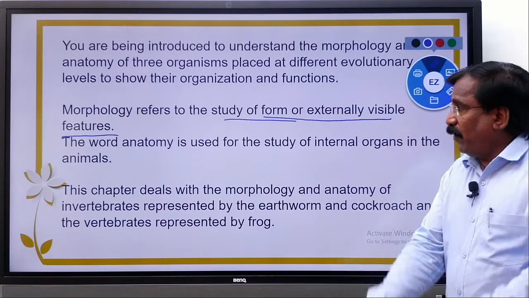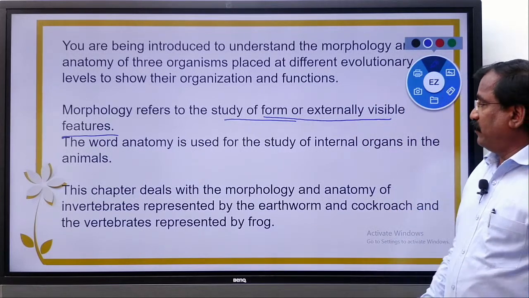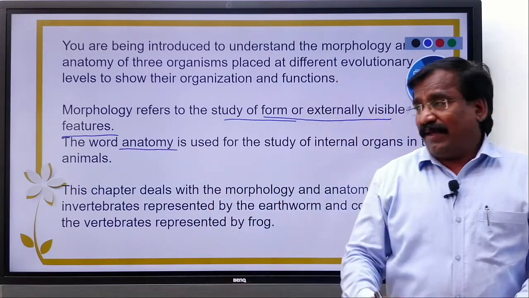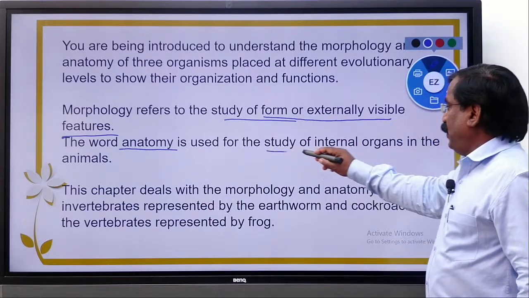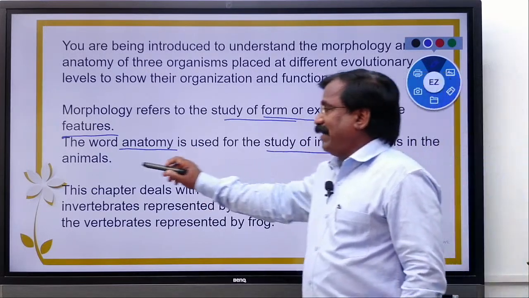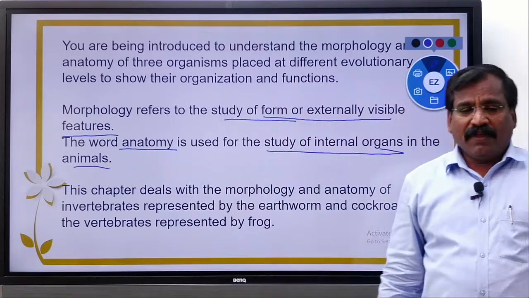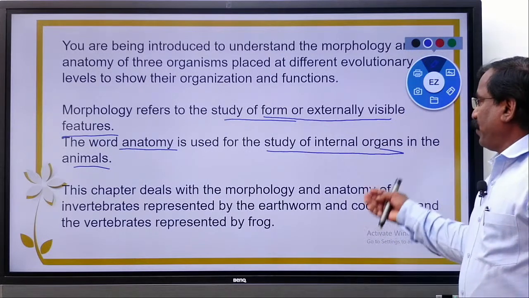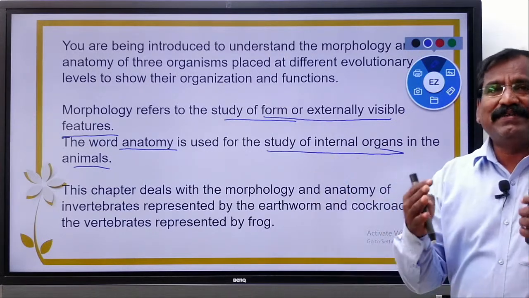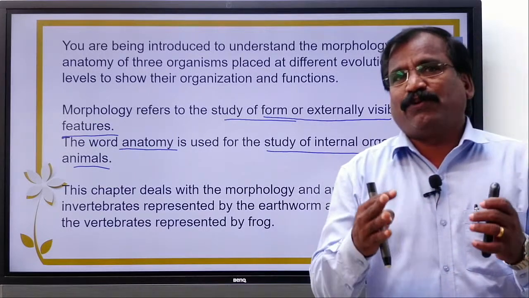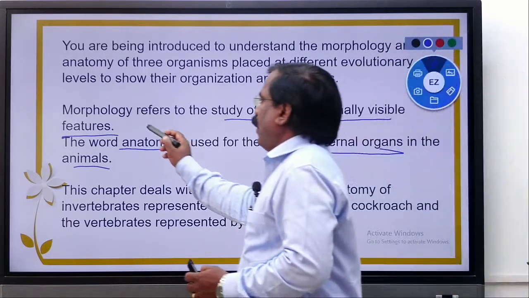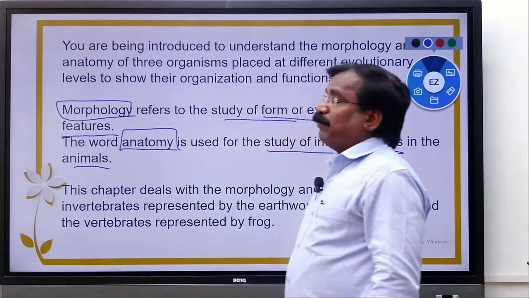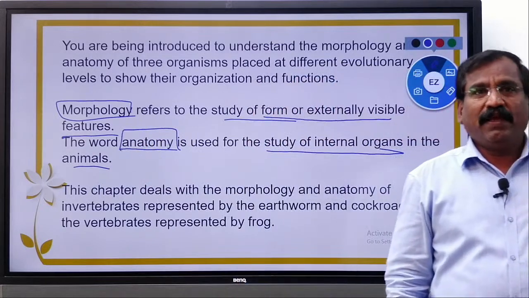Not only morphology, we are also going to discuss anatomy. Anatomy is the study of the internal structure of the organ and organ systems of animals. So in this chapter we are going to discuss both the morphology as well as the anatomy of the earthworm.